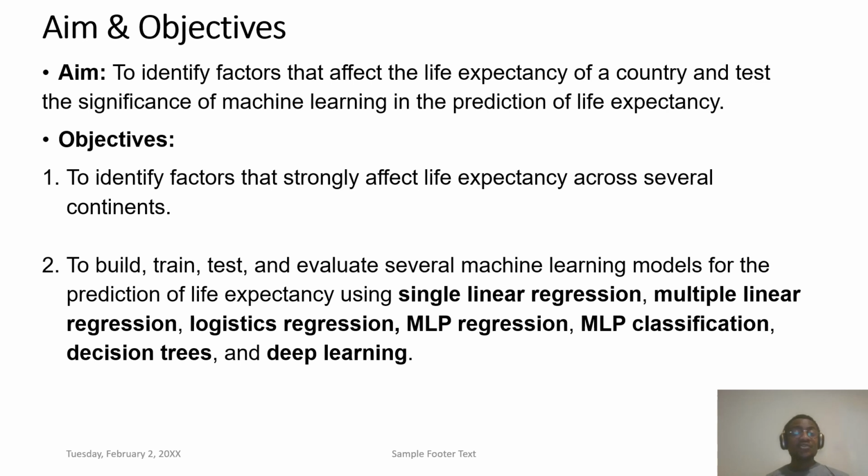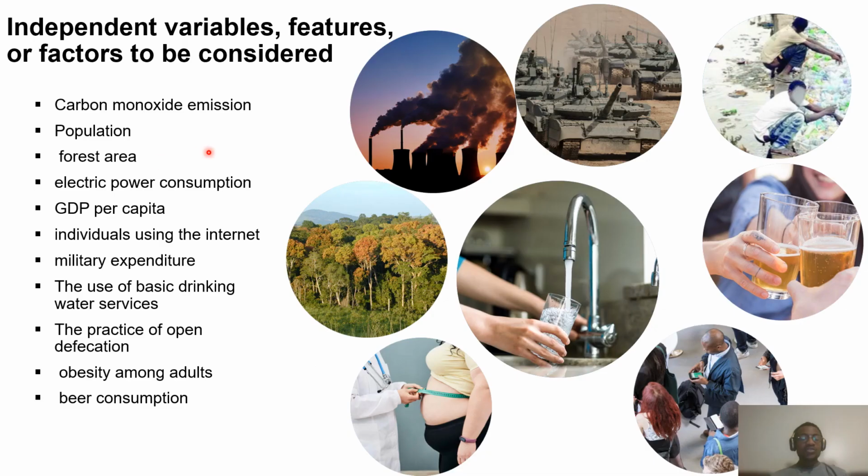The aim was to identify factors that affect the life expectancy of a given country and also to test the significance of machine learning in the prediction of life expectancy. In the process, I have built, tested, and trained several machine learning models using techniques like simple linear regression, multiple linear regression, multilayer perceptron (MLP) for classification and regression, and decision trees, and I've gone further to apply deep learning.